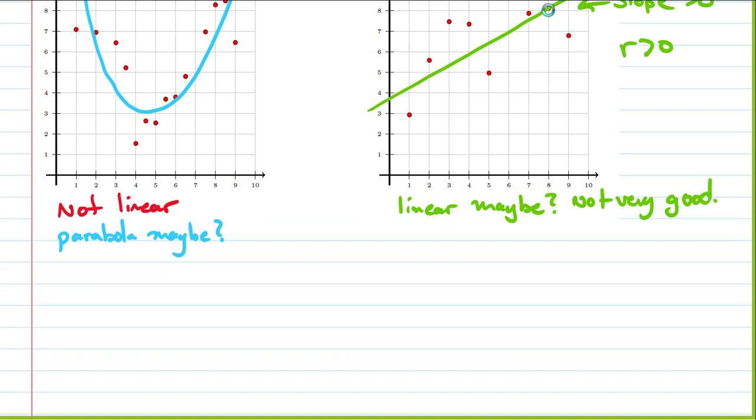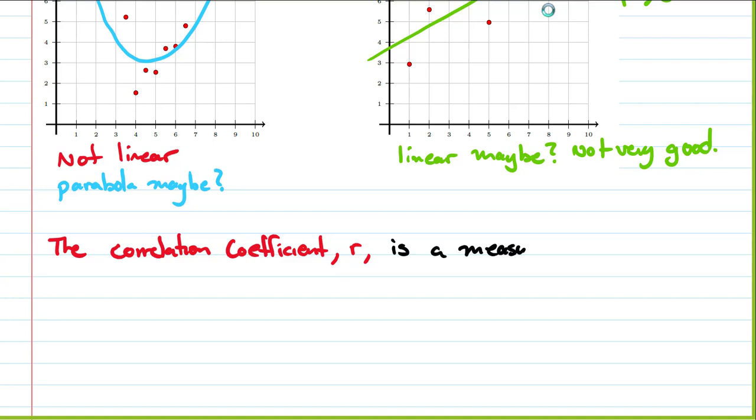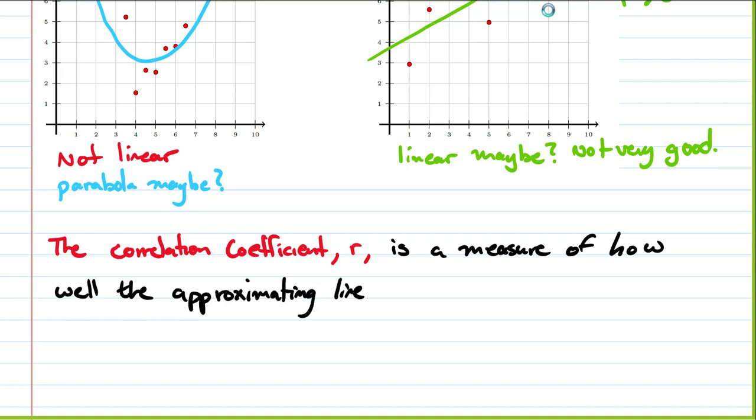The correlation coefficient R is a measure of how well the approximating line fits the data.